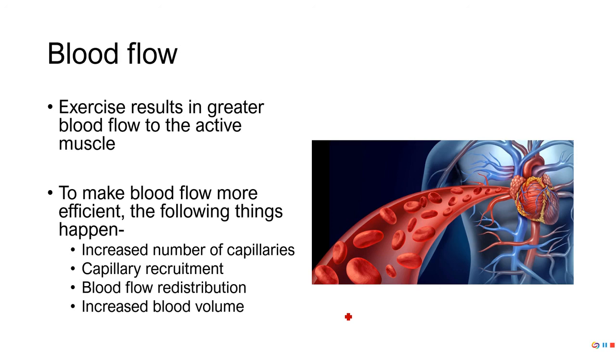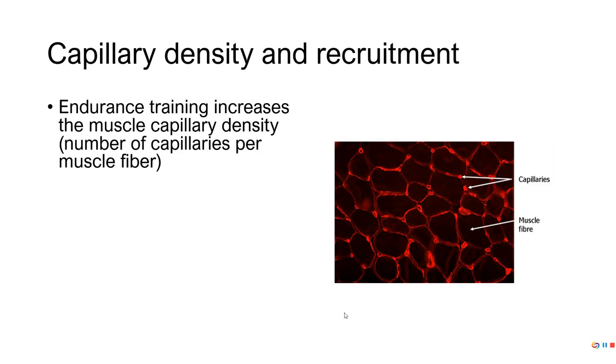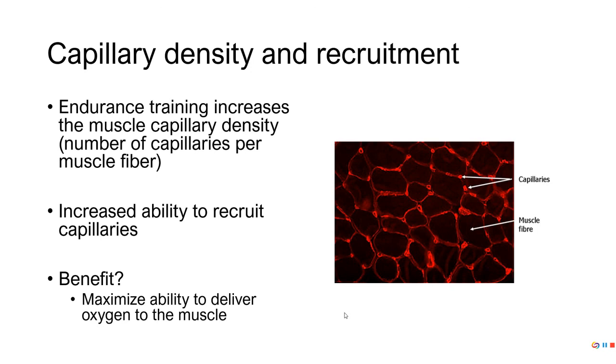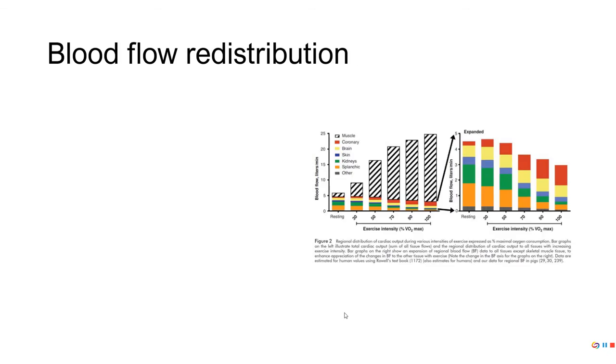So with capillary density and recruitment, endurance training causes us to create more capillaries. And this is good because then we're able to get more oxygen into the muscle cell. Okay? And so more capillaries, more oxygen into the muscle cell, and the more oxygen in the muscle cell, the more ATP we can create through oxidative pathways.